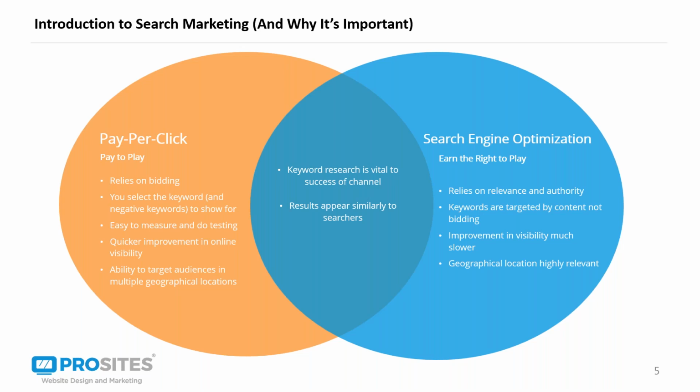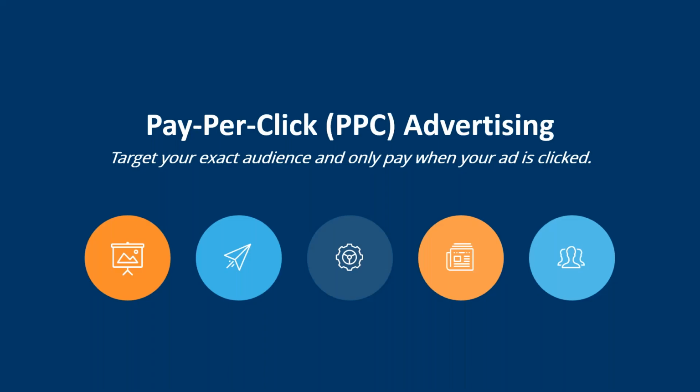Now, for both topics, keyword research is critical: understanding what people are searching for and making sure you're optimizing for that. And just know that the results appear similarly. There's only one search result page. While the ads do show at the top and the bottom of the page, and the middle is mostly organic, most people are just looking, and it doesn't matter if it's an ad or not. They just want to get to the top results that are going to be the most relevant for them.